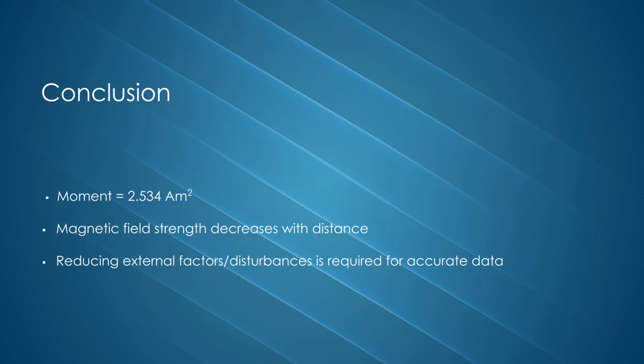Conclusions. We found that our magnetic dipole moment had a magnitude of 2.534 amp meters squared, and our magnetic field strength decreases with distance. We also found that if we want to get precise and accurate lab data, we would have to really try to reduce our external factors or disturbances.